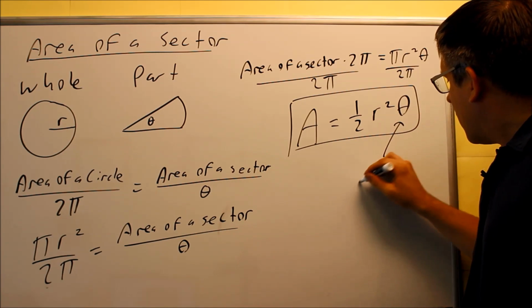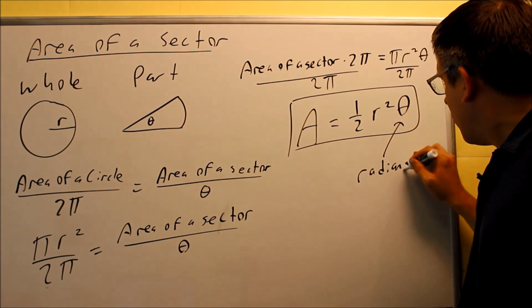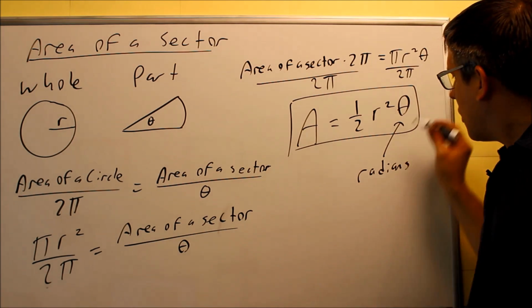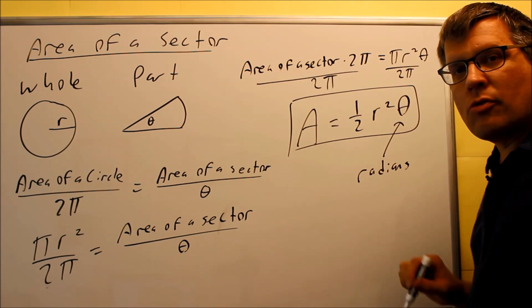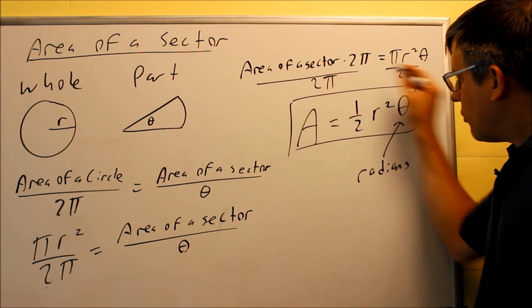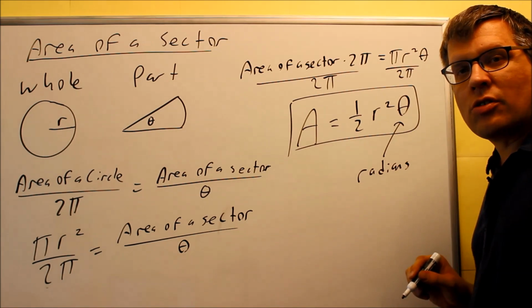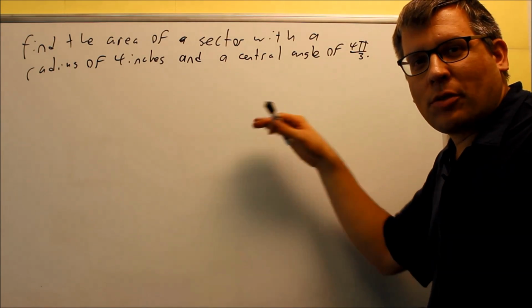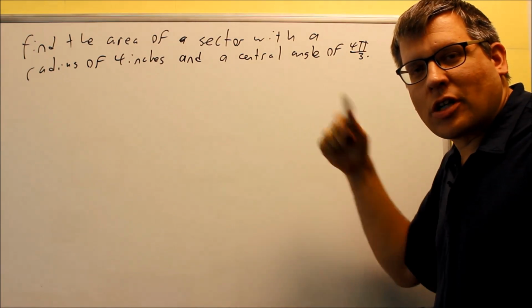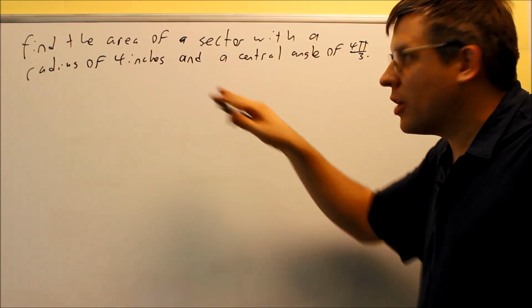Now you must note that this has to be in terms of radians also. Just like the arc length formula, this also requires us to have it in terms of radians. So now that we've derived the formula for area of a sector, let's take a look at some example problems. Okay, so now we're going to do an application of the area of a sector. We just talked about where the formula came from, so now we're going to apply it here.